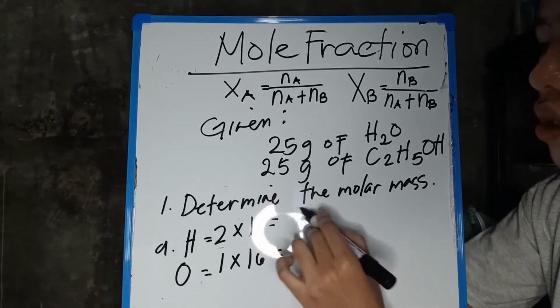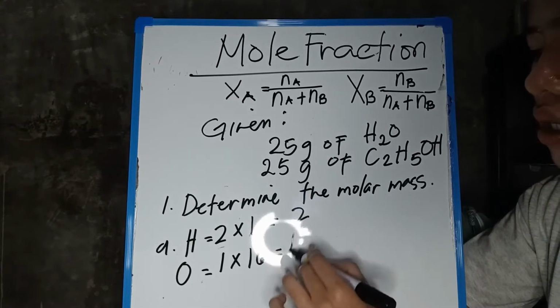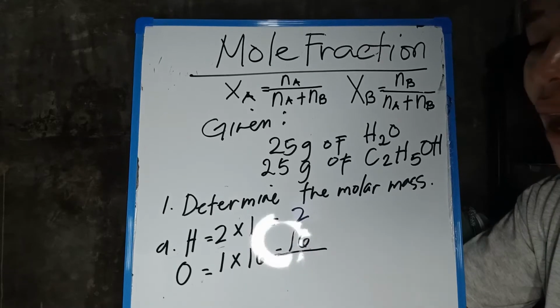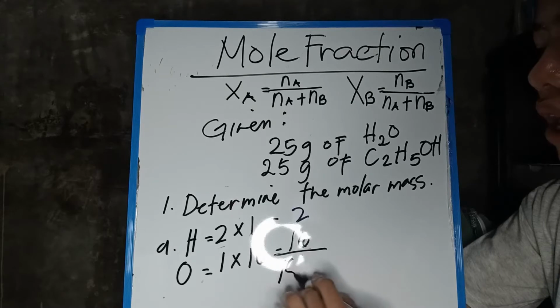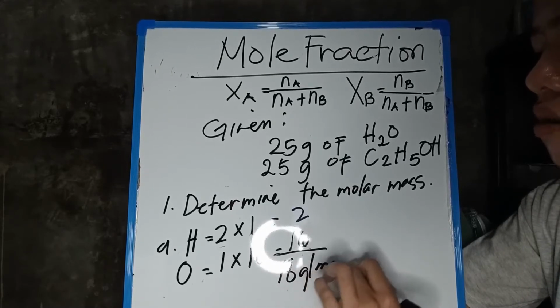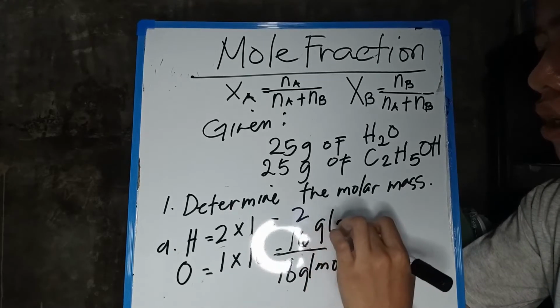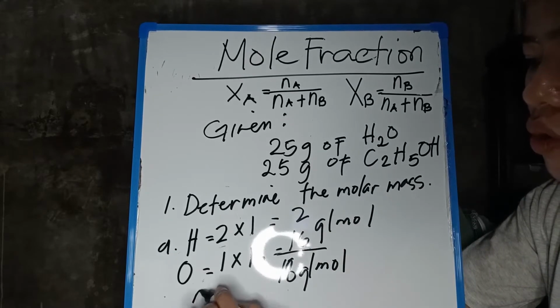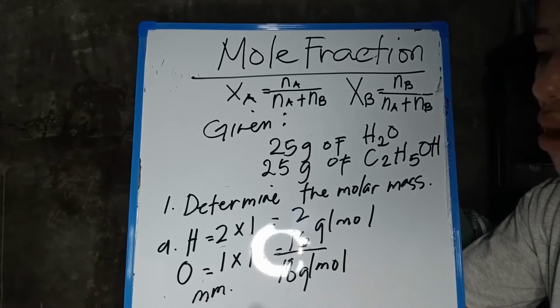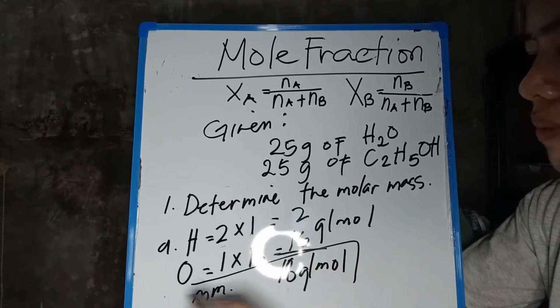So 2 times 1 is 2 and 1 times 16 is 16. We add the two to get the molar mass of the substance. So, we have 18 grams per mole. Our unit for molar mass is grams per mole. So, we now have the molar mass.